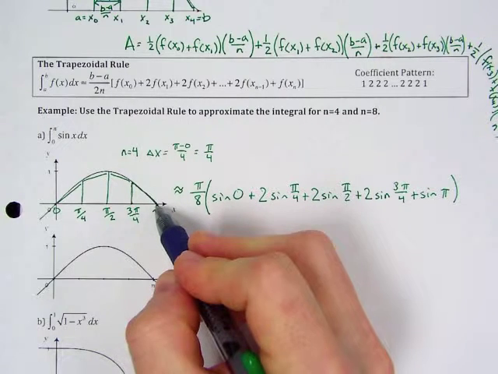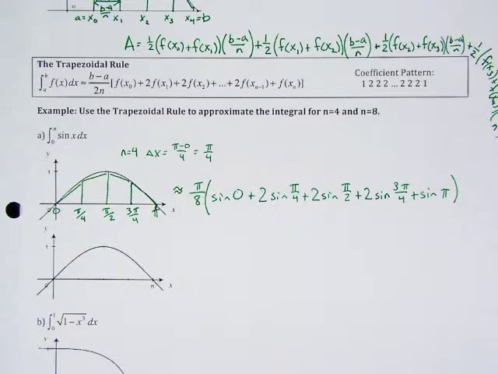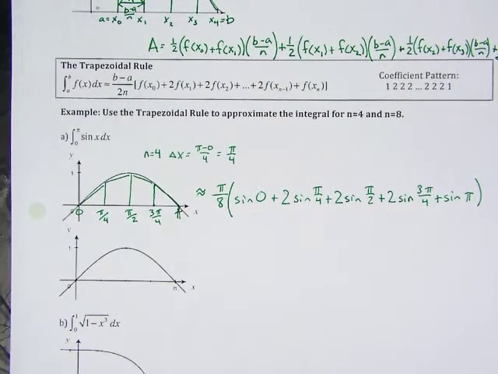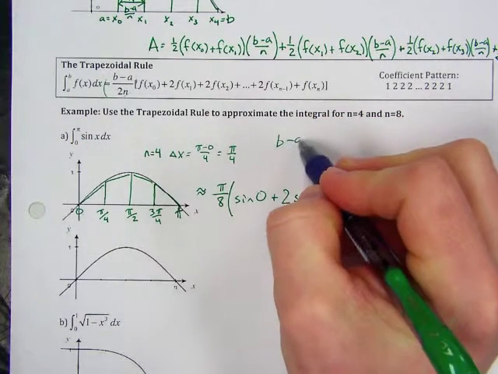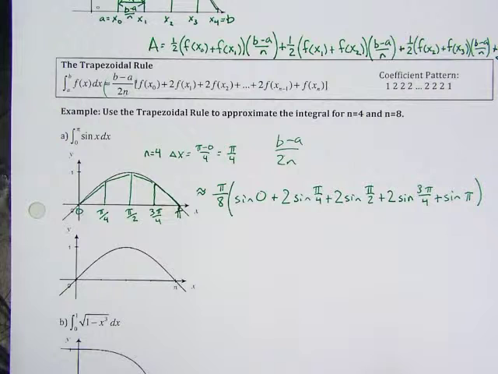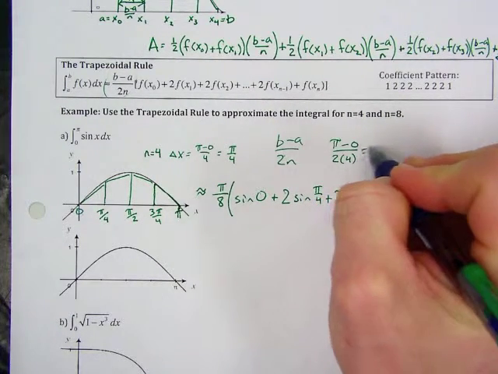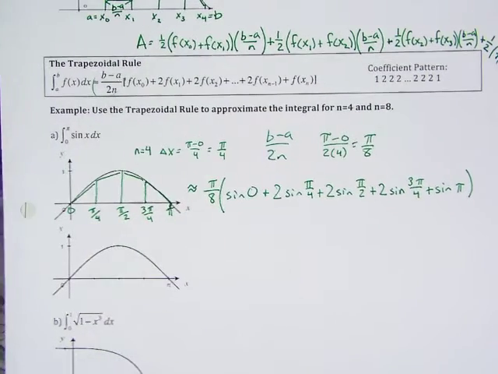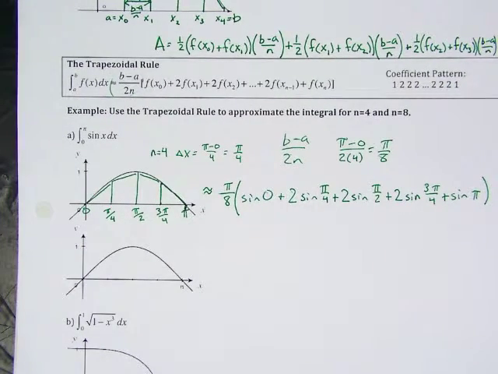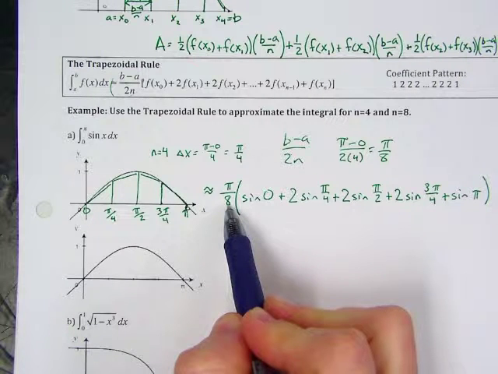Wait, how do you get pi over 8? So it doesn't matter. We used 4 for n. I know, can you write that? Yeah, so you see right here this b minus a over 2n. So that's pi minus 0 over 2 times 4. Okay. I thought you used the same. So the easiest way to do this is to find delta x and then double the denominator. Make sense? Find the delta x, pi over 4, and then double the denominator.